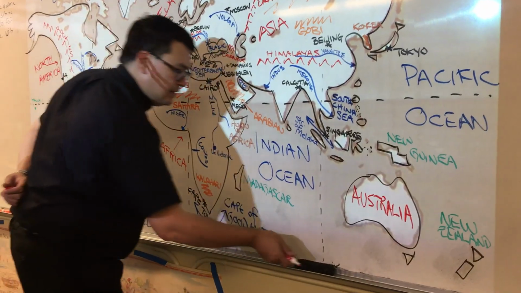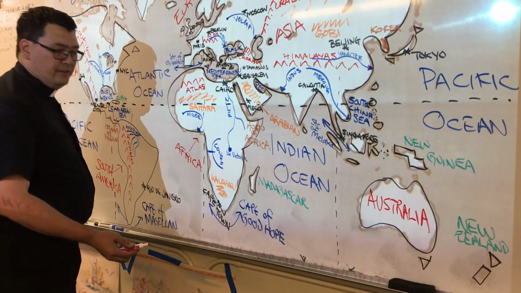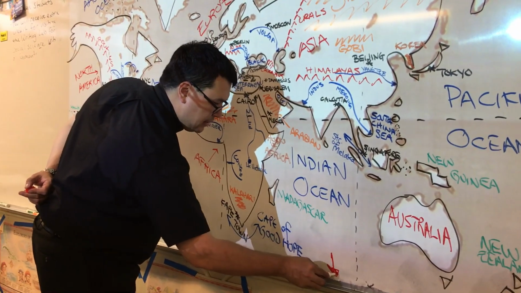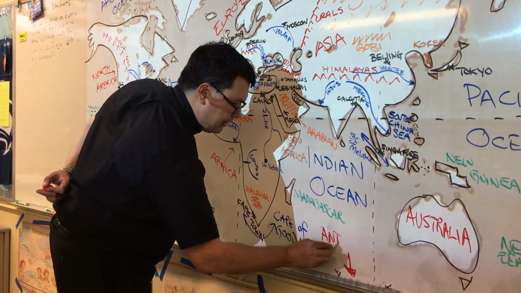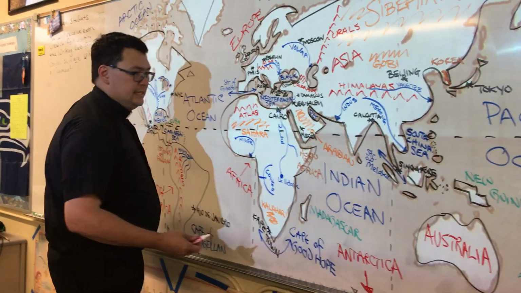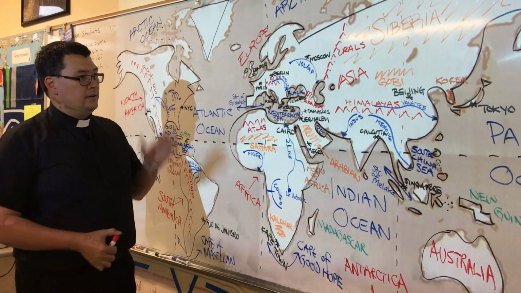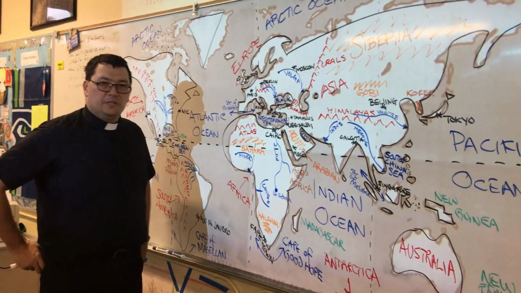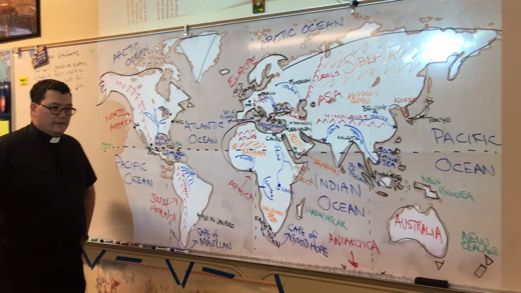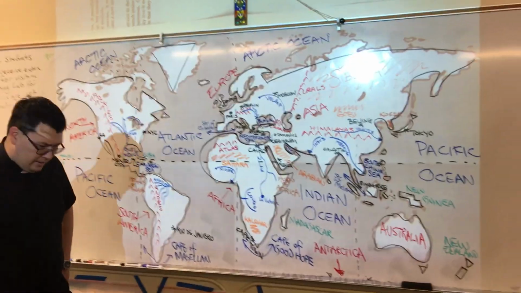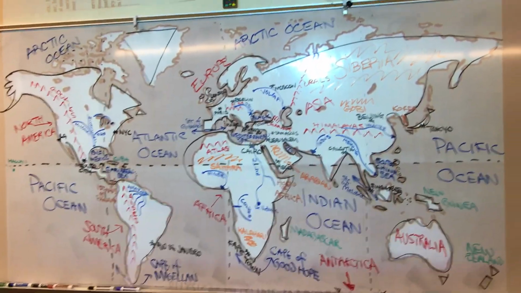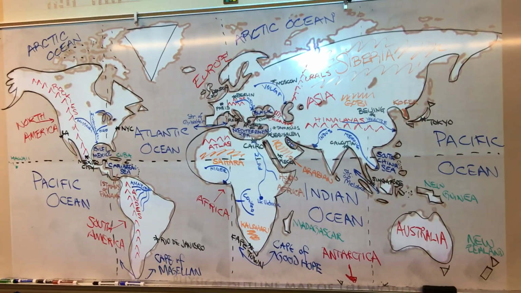And the last continent is actually so far south it doesn't even fit on our map. So you just draw an arrow pointing down and say Antarctica. Seven continents, 75 places that you are responsible for knowing, and voila. So if you just hang on for a second, you can see the whole map.